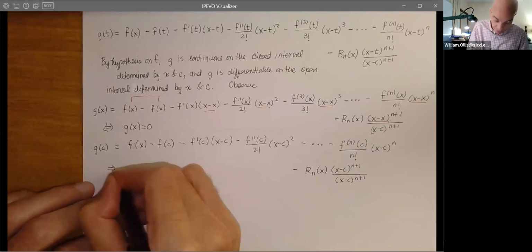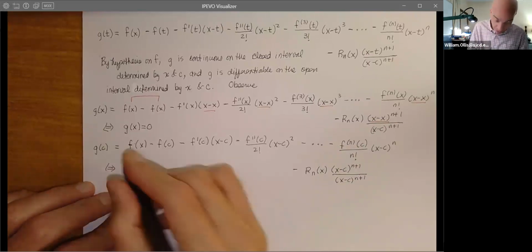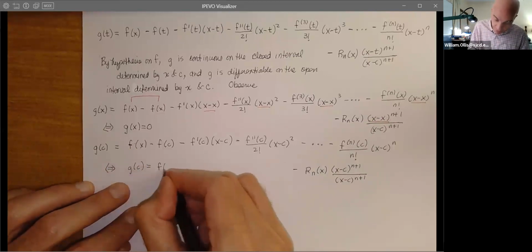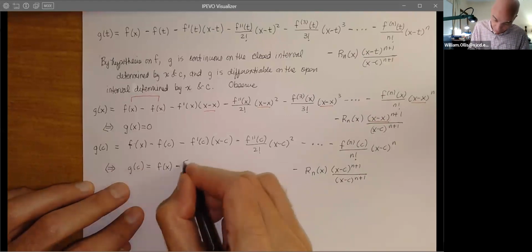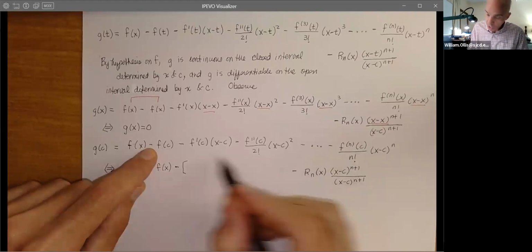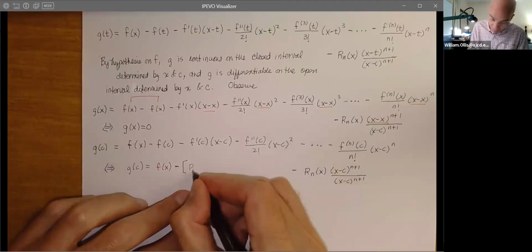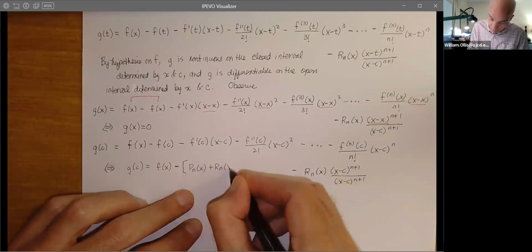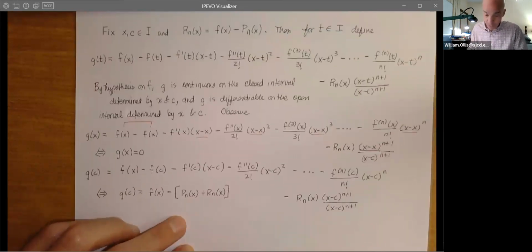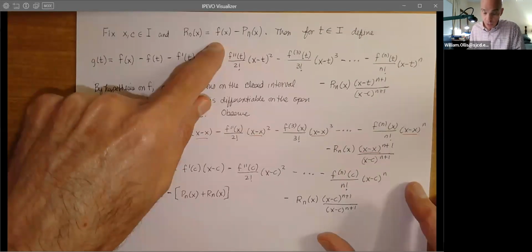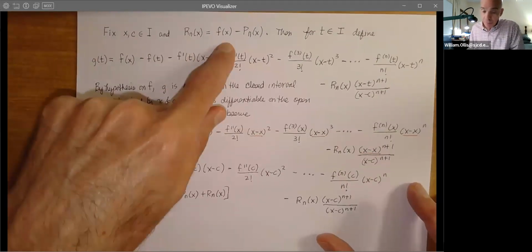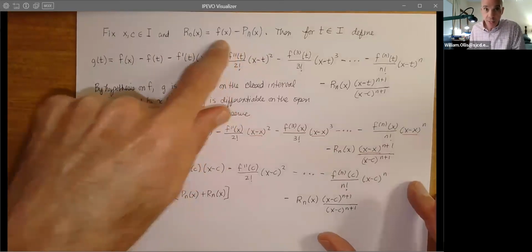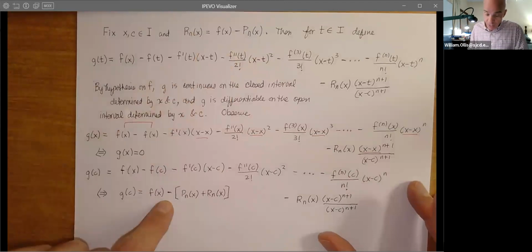So if and only if we have g of c equals f of x minus, and again, the part here is just the Taylor polynomial, and the part here is just the remainder. And by how we've set up our proof, this is just 0. That is f of x here, when we transpose to the other side, this is just the definition that we have for f. So this is identically 0.